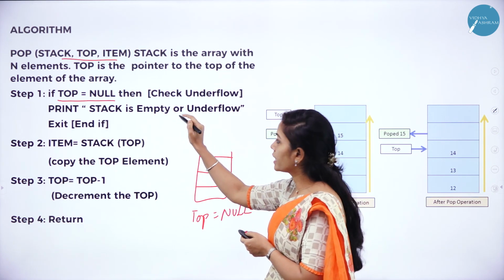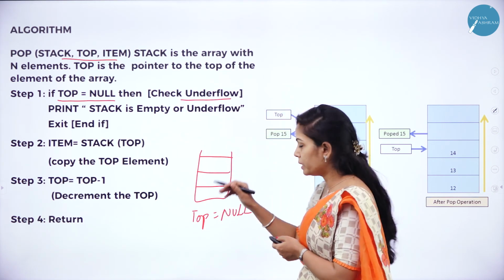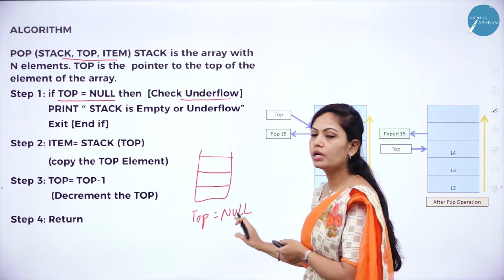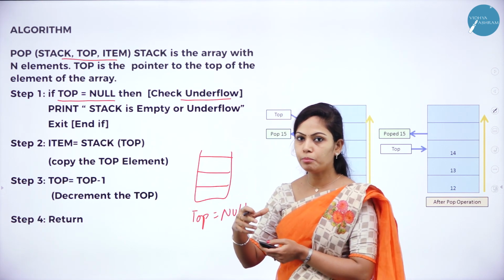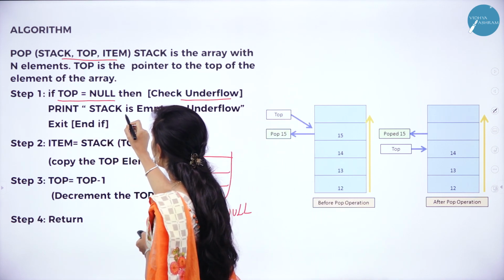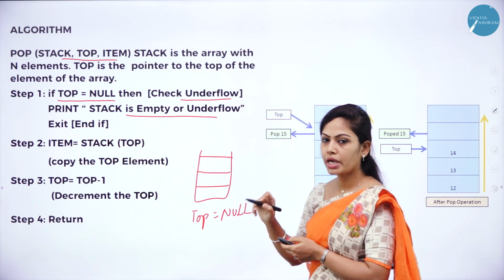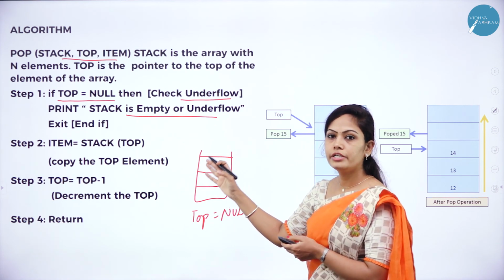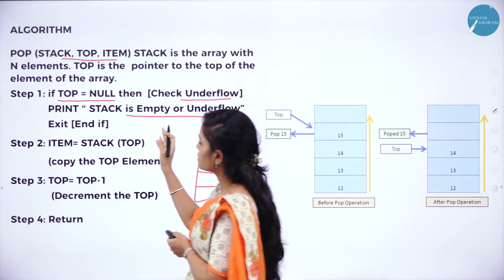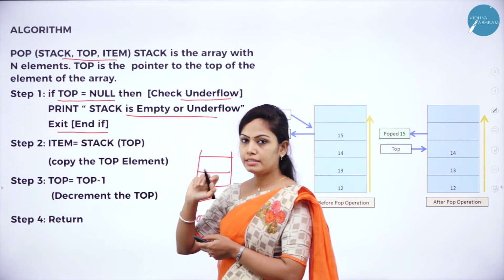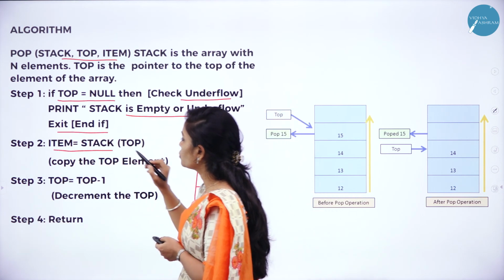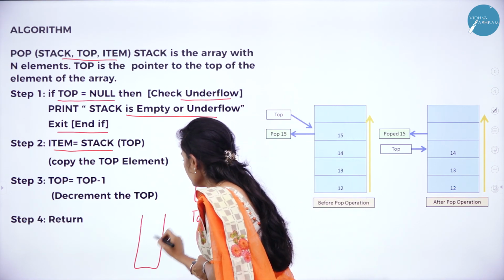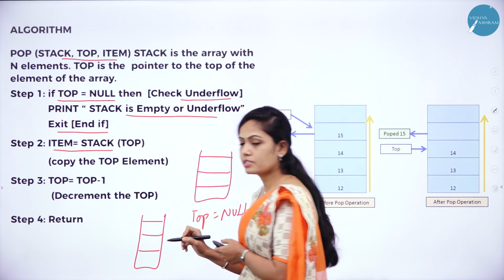First you need to check whether the condition is underflow or not. Underflow means there is no element for removing. So top is equal to null means there is no element to remove from the stack. Print stack is empty or underflow. This is called an empty stack or underflow condition. If so, exit. Otherwise, item is equal to stack of top. Example, here there is no element.